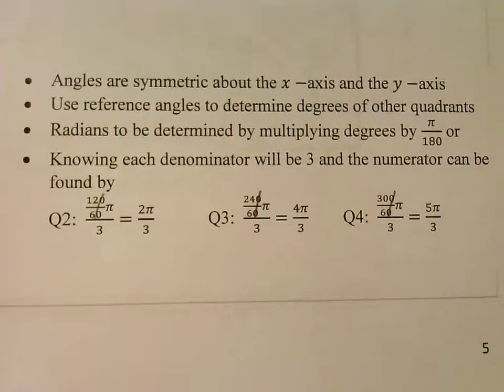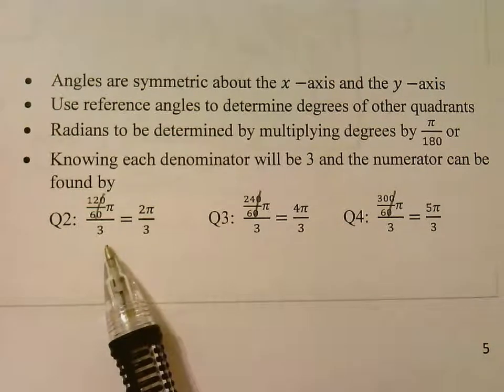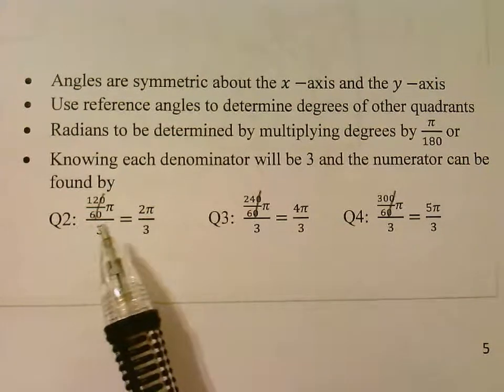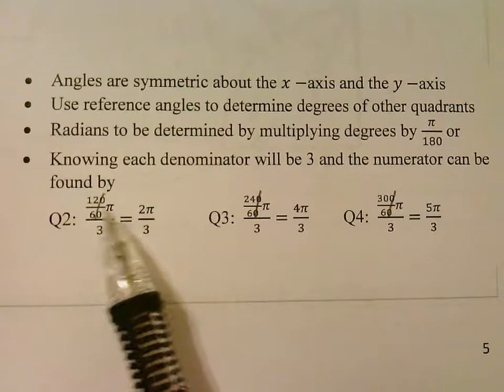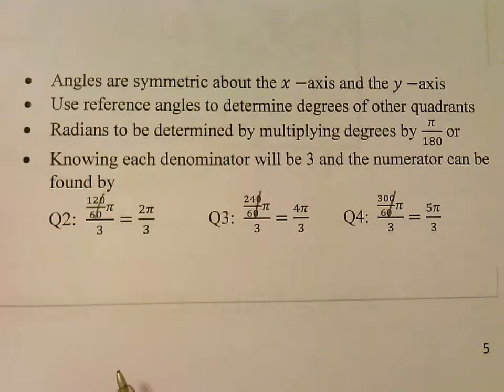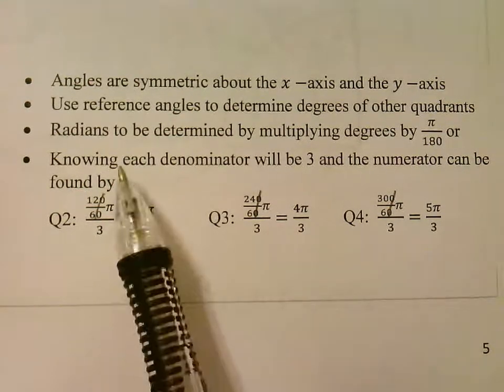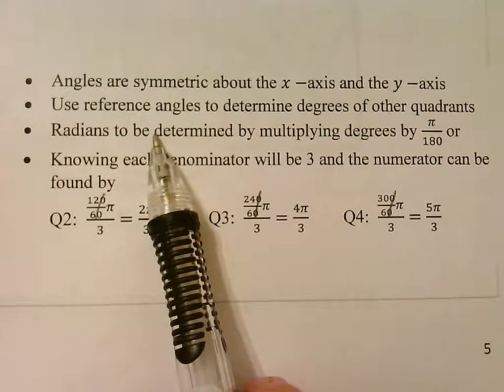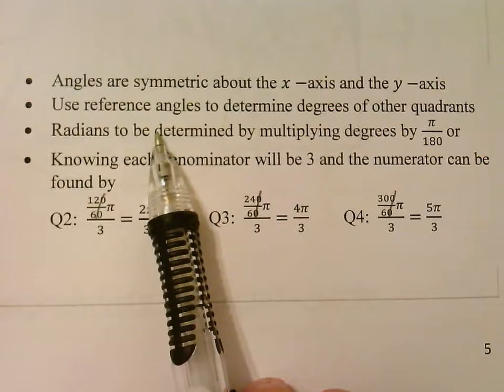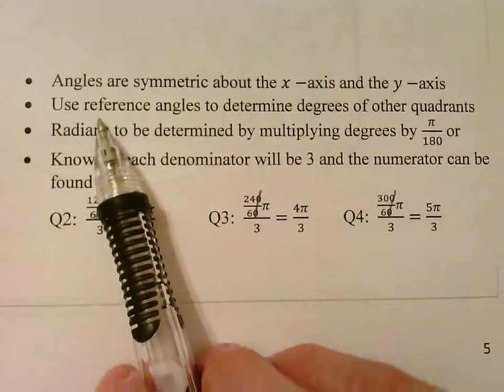All the 60s have a denominator of 3. Radians always have pi on top, so you're just looking for the coefficient in front of the pi. Or you can do it the old-fashioned way and multiply all the degrees by pi over 180, which I think takes longer, but if that floats your boat, float your boat. All right.